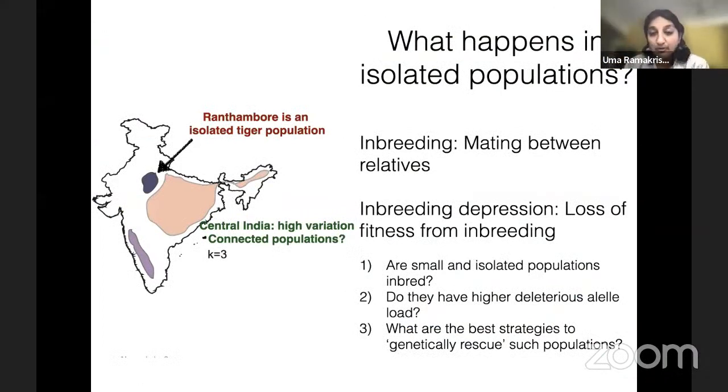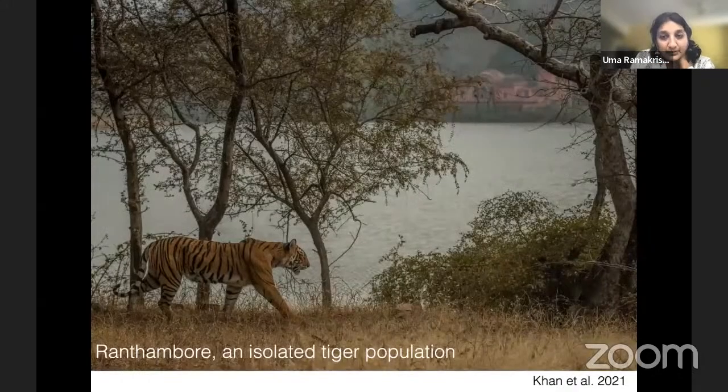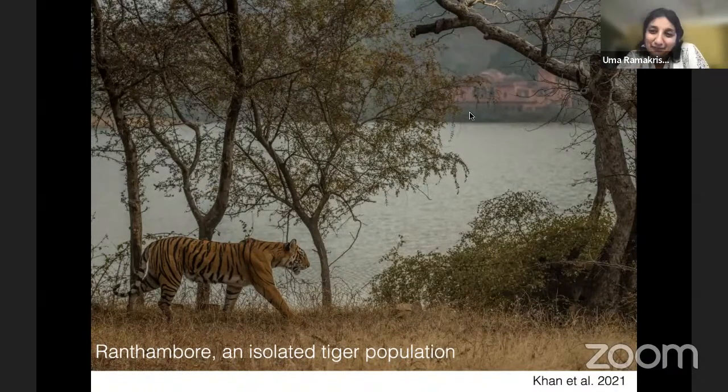So I'm going to now talk about these small and isolated populations, and I have two studies that I'd like to share with you. One is basically on inbreeding depression, and this is focused in Ranthambore, and I'm going to walk you through it. So here's Ranthambore. It's a spectacular park. It's in Rajasthan, and you can see in the background, there's a tigress here, and in the background is this hunting lodge, which is in pink stone, as is common in Rajasthan.